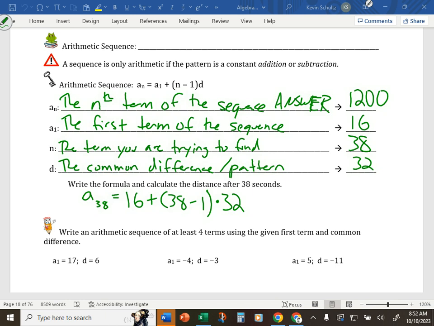Okay? Got it. Questions on this? Has your mind been blown? No? It's too hard.